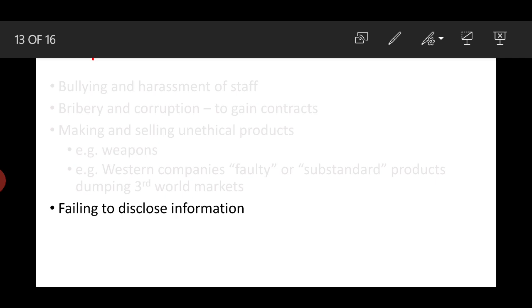Failing to disclose information. Not giving or releasing the required information in an ethical way, in a proper way. This is one of the things which is always happening. Sometimes a place of work is asking for information, but not giving or releasing the right or required information is failing to disclose.